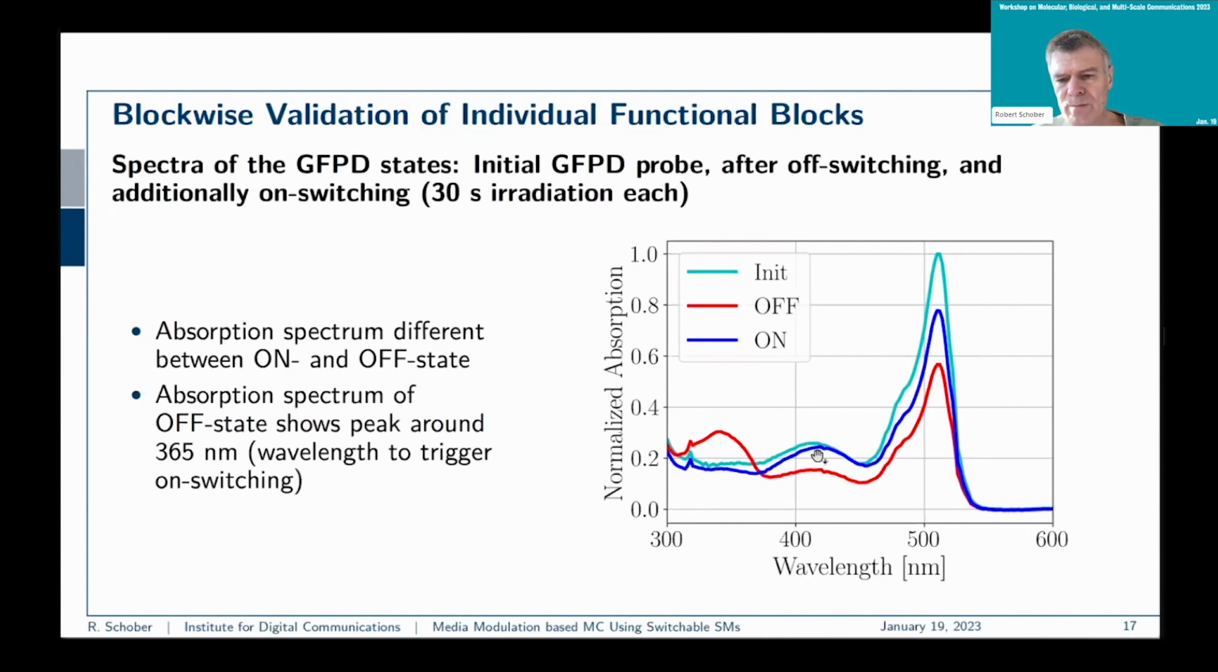And then you see for the blue curve, which is the on state, we have a maximum at a little bit over 400 nanometers. And this is used for the off switching, right? So this wavelength is then used for the off switching. The fluorescence measurement is done with light at about 500 nanometer.